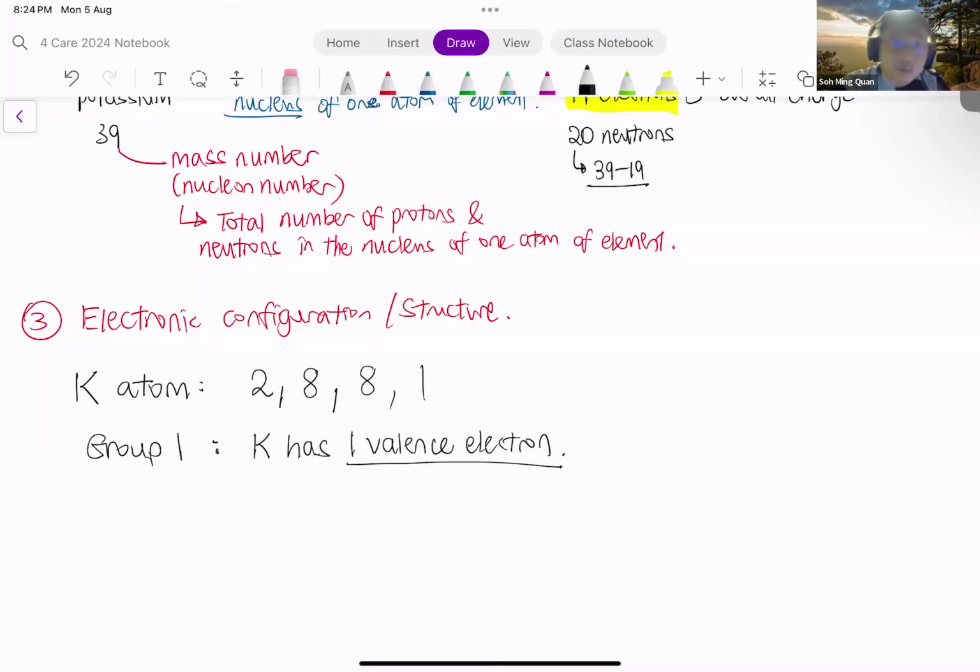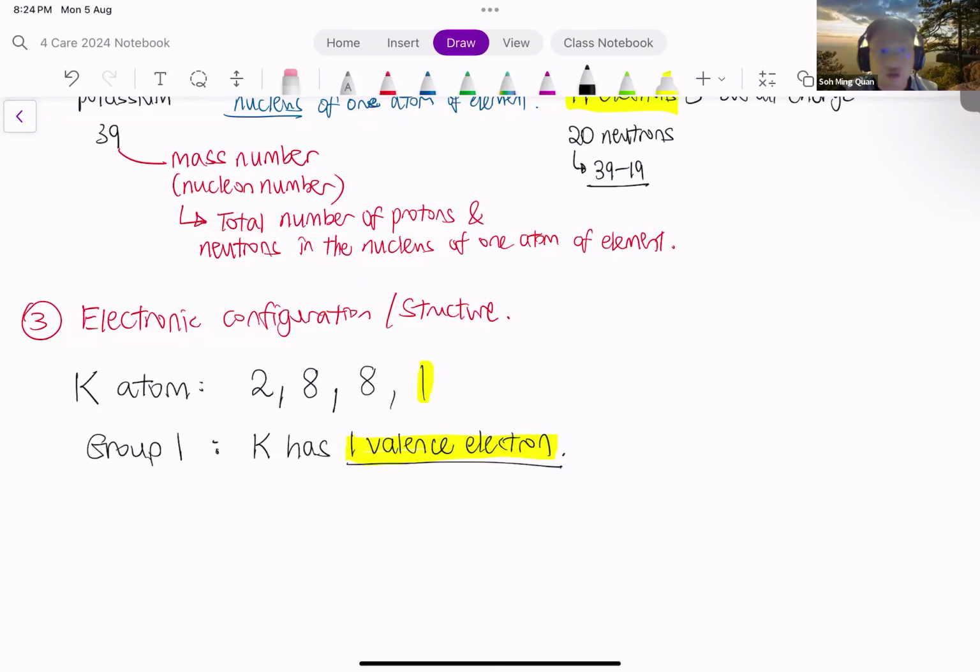So elements in the same group have the same number of valence electrons. The meaning of the word valence is the outermost shell. How many electrons do you have in the outermost shell? Okay, so just based on the outermost shell having 1 electron, I can say that potassium has 1 valence electron. And therefore, potassium is found in group 1.